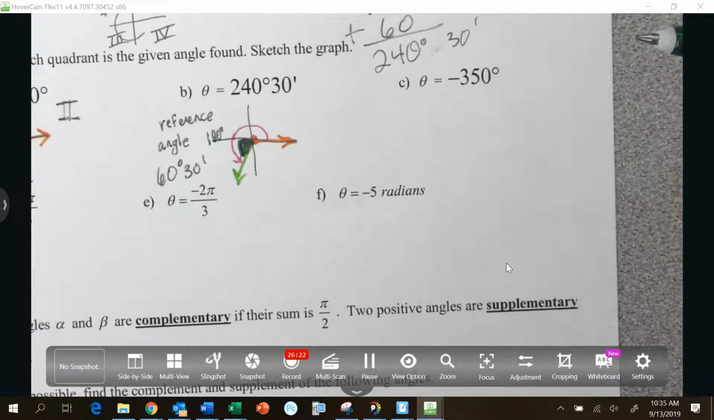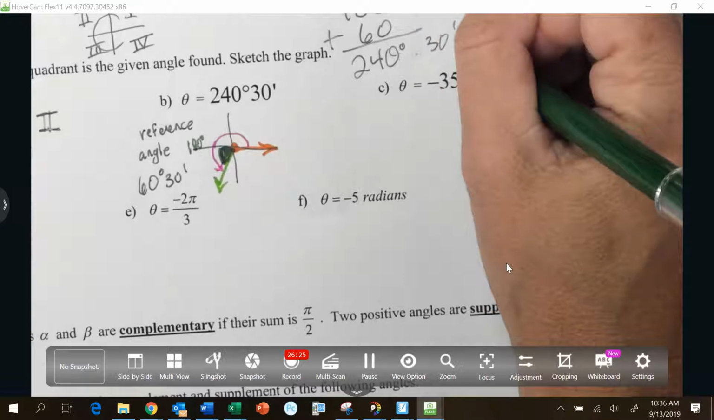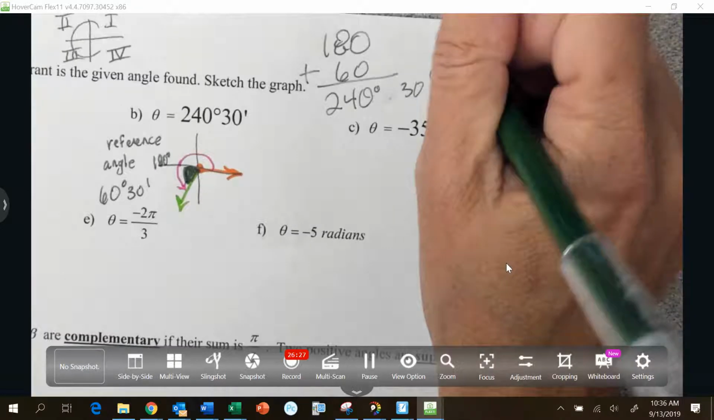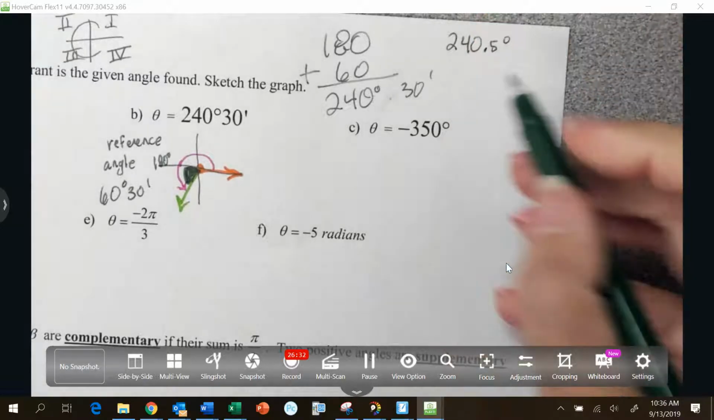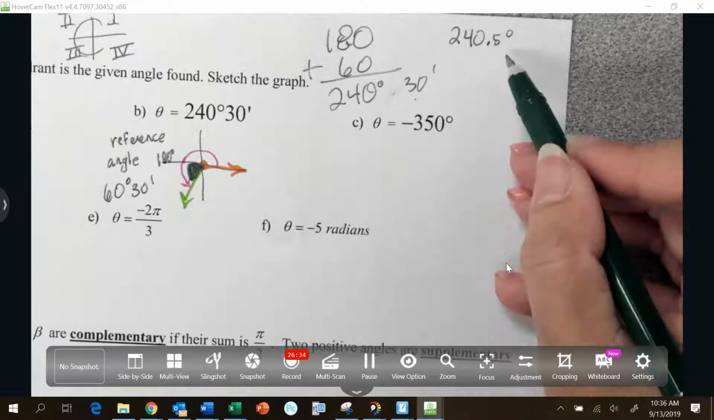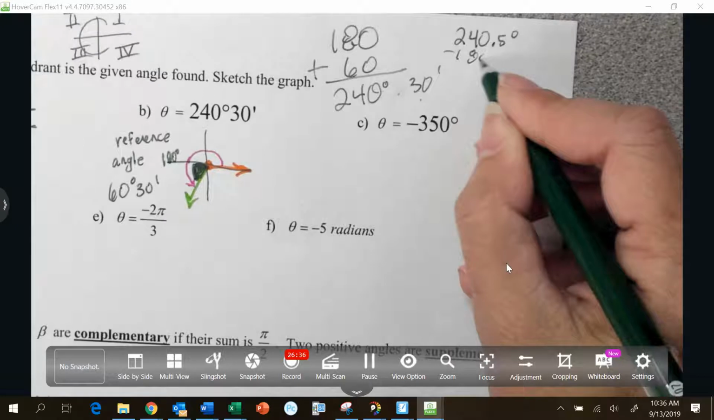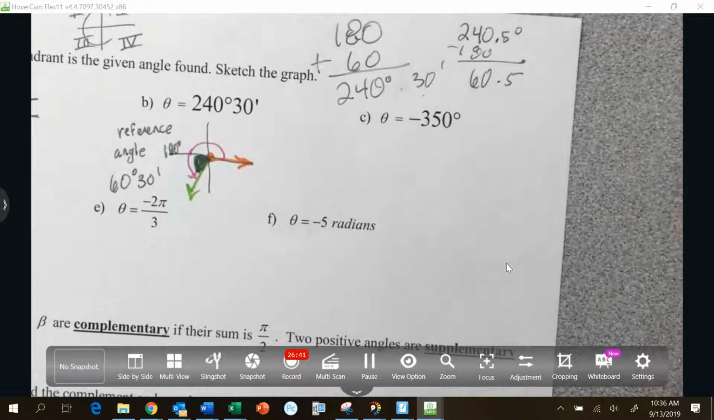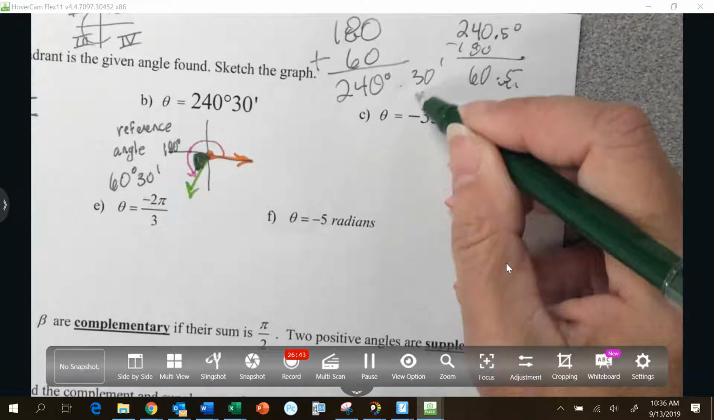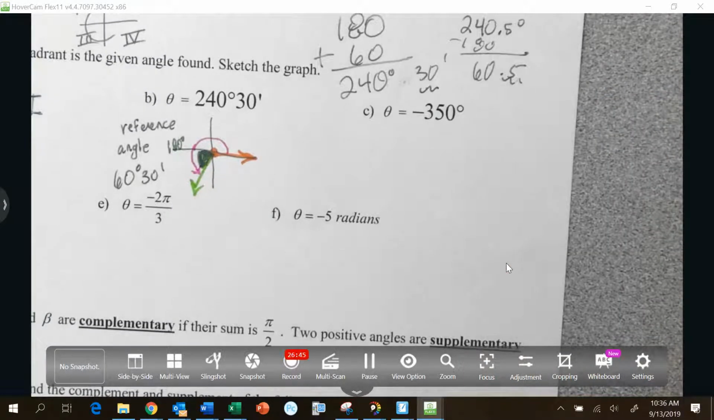It would be the same thing. So this 30 minutes as a decimal would be 240.5 degrees. These are equivalent. If I took away 180, would you see how there would be a 0.5 left over? I'd get 60.5. So the 0.5 is 30 minutes. 30 minutes out of 60 is a half.